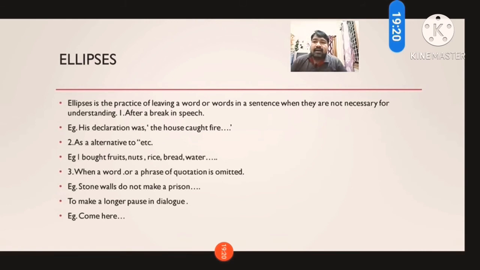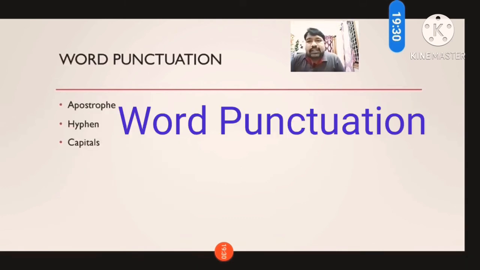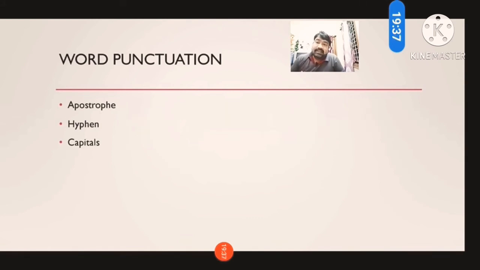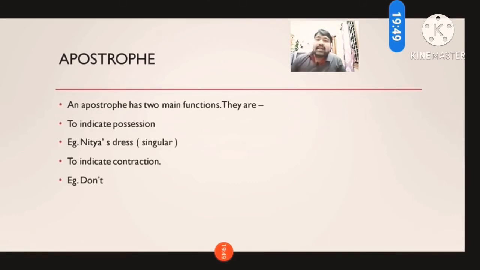I hope that you understood about the ellipses. Now coming to word punctuations, we will come across three elements. One is apostrophe, the second one is hyphen, and the third one is capitals. Let us go with apostrophe first. An apostrophe has two main functions. They are to indicate possession.